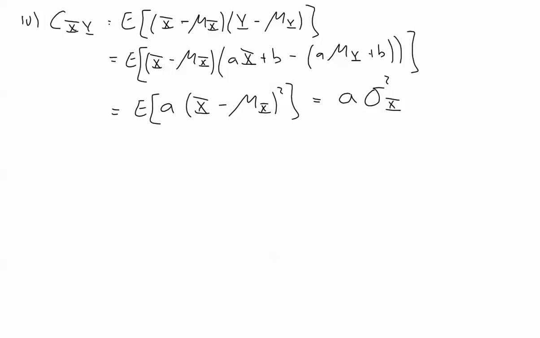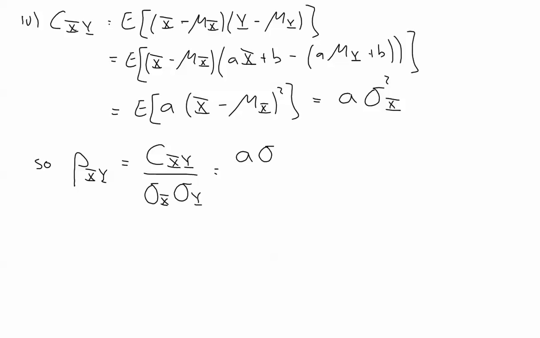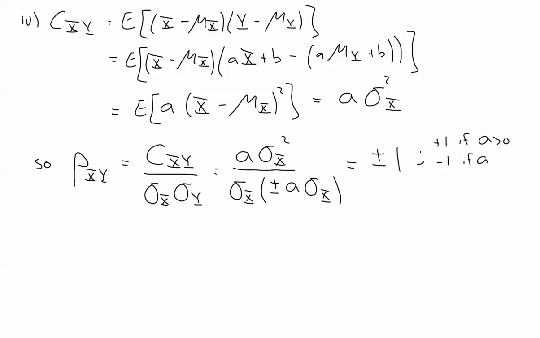All right. So then we have all the pieces of the puzzle to calculate my correlation coefficient. My correlation coefficient equals my covariance divided by the product of standard deviations. This is a times the variance of x divided by the variance of x times plus or minus a times the standard deviation of x. Sorry, I have standard deviations of x in the denominator. And this turns out to be plus or minus 1. Clearly, it's plus 1 if a is greater than 0 and minus 1 if a is less than 0.